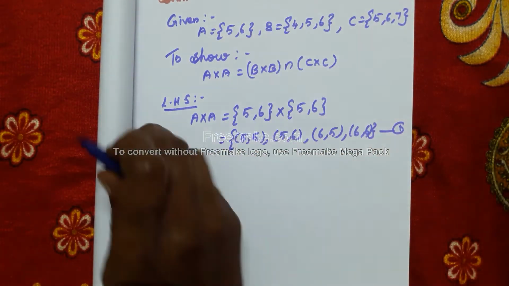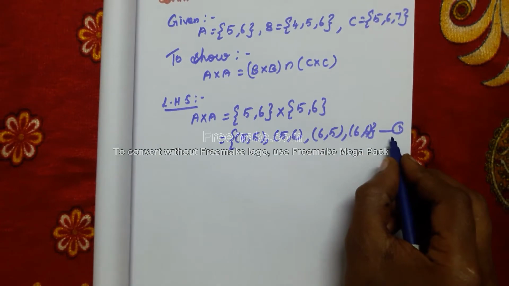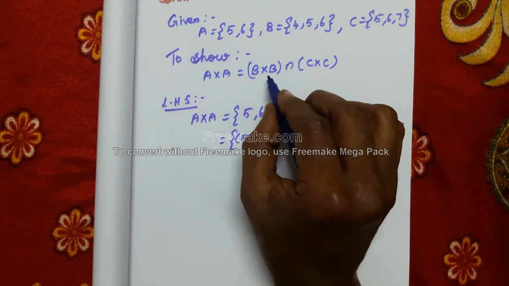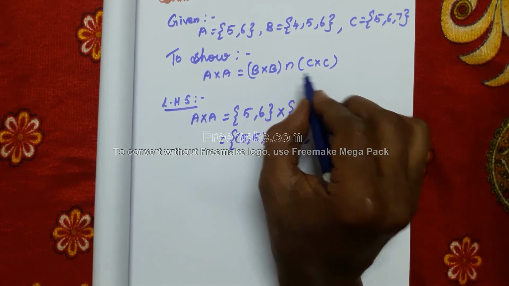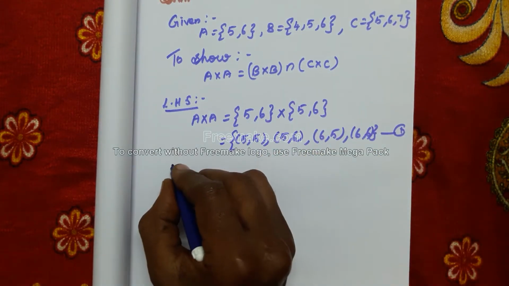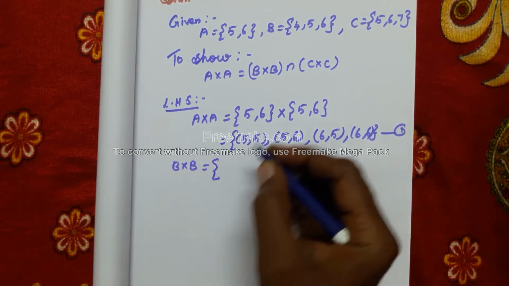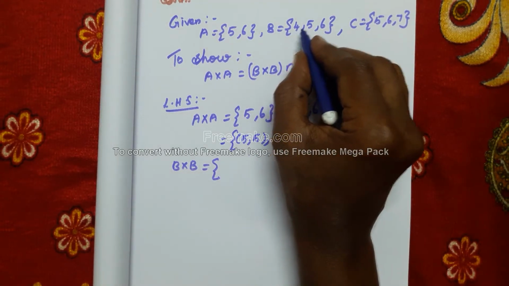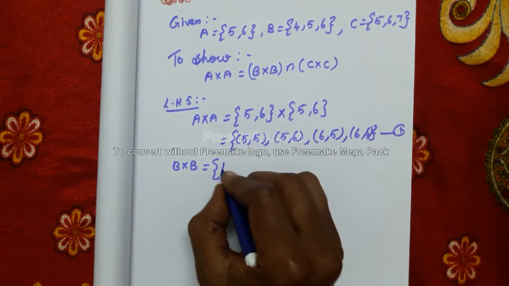Left hand side we found A cross A, so I am taking it as equation 1. In the right hand side, what do we have to find out? B cross B intersection C cross C. First we find B cross B. What is B cross B? Here B cross B means {4, 5, 6} cross {4, 5, 6}.